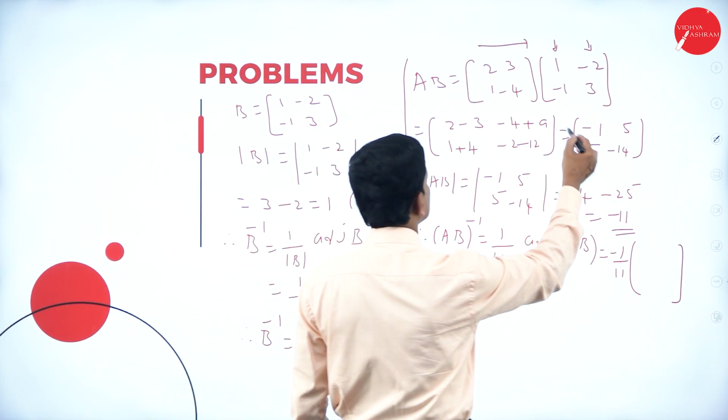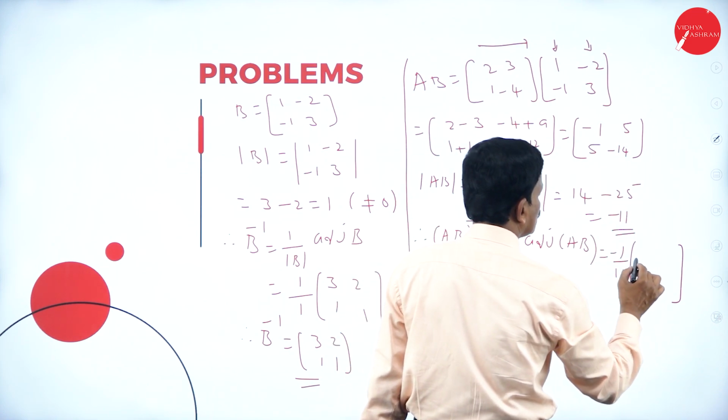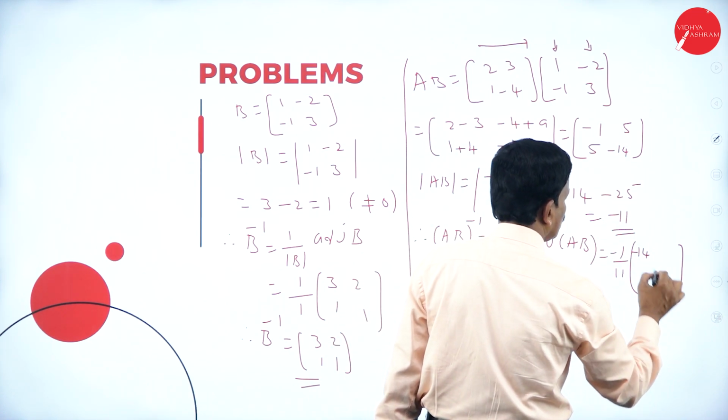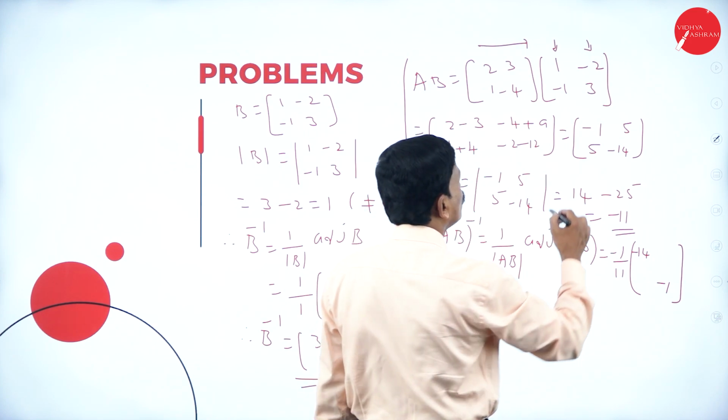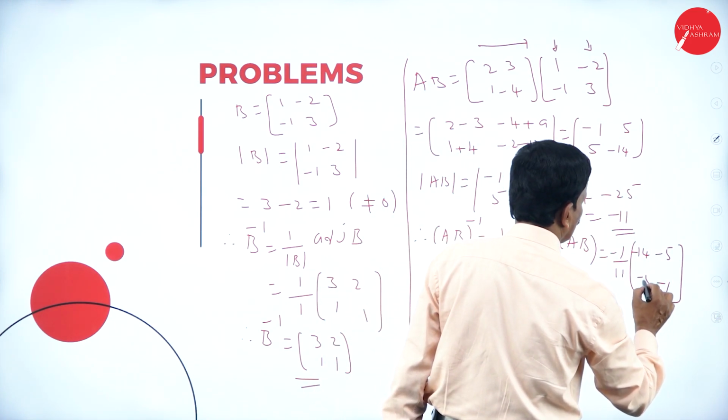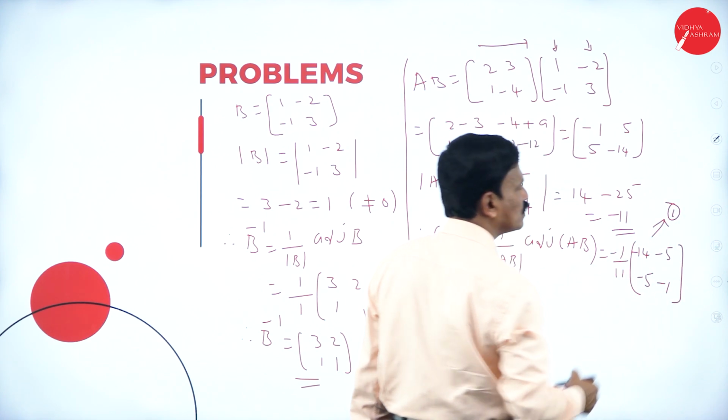Adjoint of AB, just interchange the diagonal. -1 and -14 can be as -14 and -1. Then this becomes -5 and -5. Let us represent this as equation number 1.